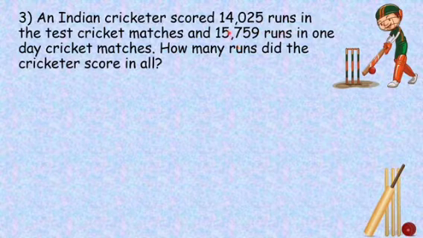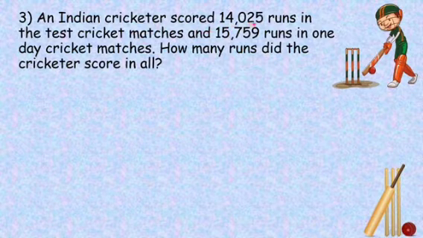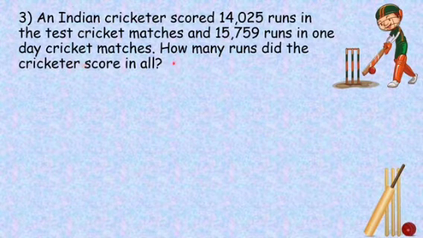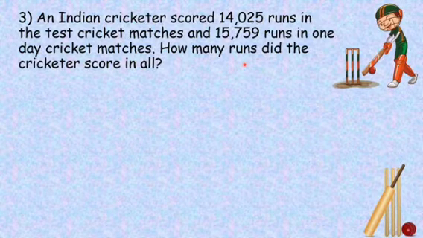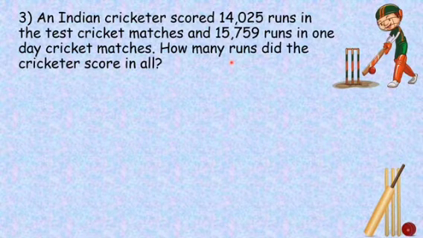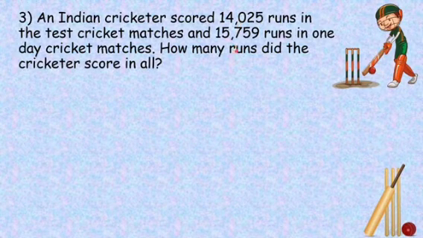Yes? Now, to start off, it's about an Indian cricketer who has scored some 14,025 runs in Test cricket matches and some more runs in one-day cricket matches. So, we are supposed to find how many runs did the cricketer score in all. So, in all is nothing but a synonym for sum, right? So we are supposed to add these two number of runs.